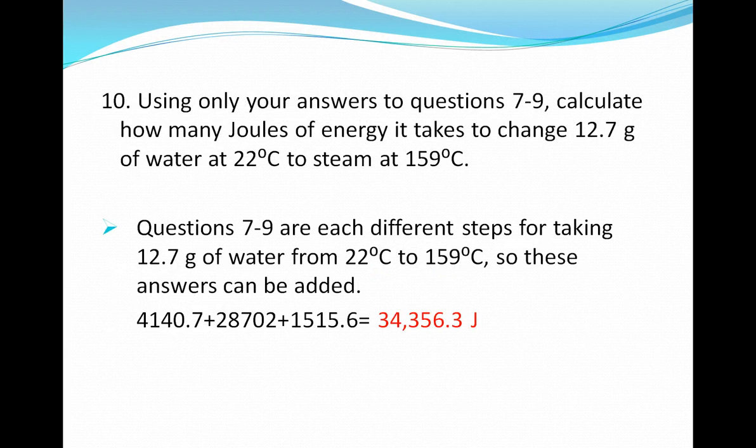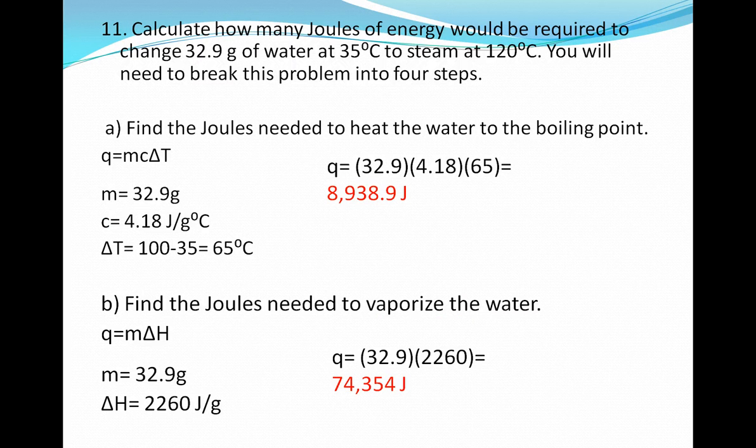So question 10 says, using only your answers to questions 7 to 9, calculate how many joules of energy it takes to change 12.7 grams of water at 22 degrees Celsius to steam at 159. So questions 7 to 9 were all different steps for taking 12.7 grams of water from 22 to 159 degrees Celsius. So all you have to do is add these answers together, and you get 34,356.3 joules of energy.